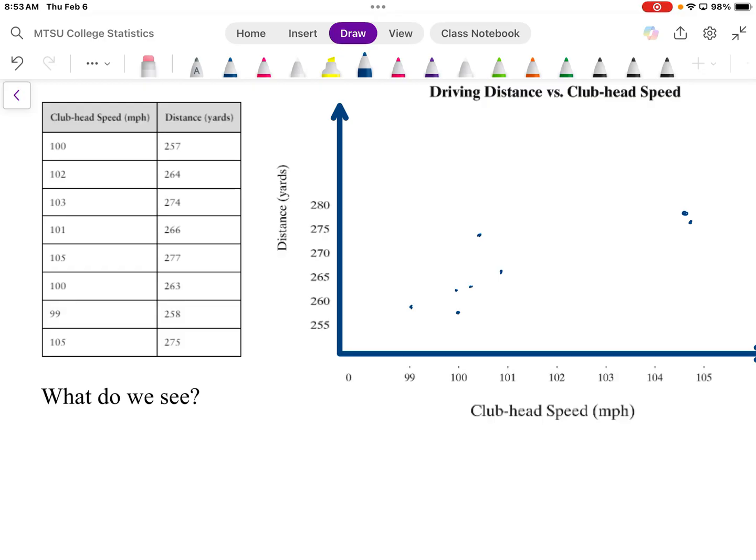So what do we see? When we interpret a scatter plot, we always talk about as the explanatory variable increases. So as the explanatory variable, club head speed, speed has two E's, increases, the distance traveled does what? Does it increase? Does it decrease?